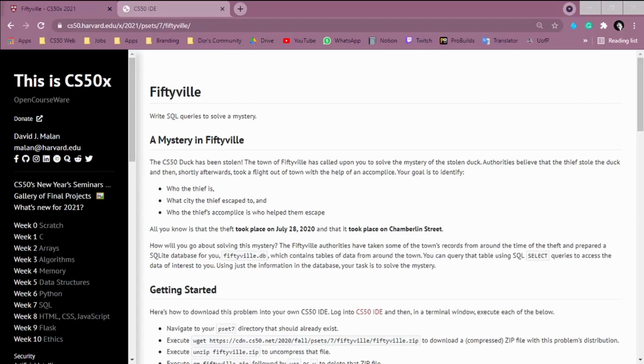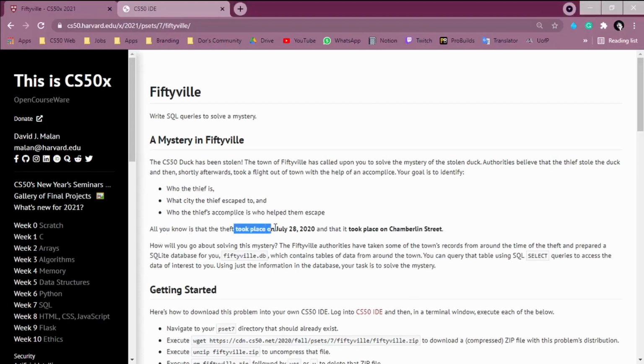So basically this problem talks about a mystery in Fiftyville where the CS50 duck has been stolen and they want you to find who the thief is, what city the thief escaped to, and who the thief's accomplice is who helped them escape. Okay, so we have two pieces of information here that are going to be our start.